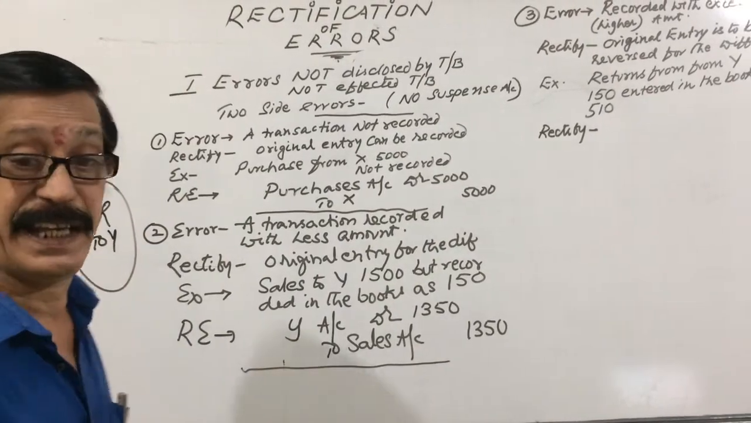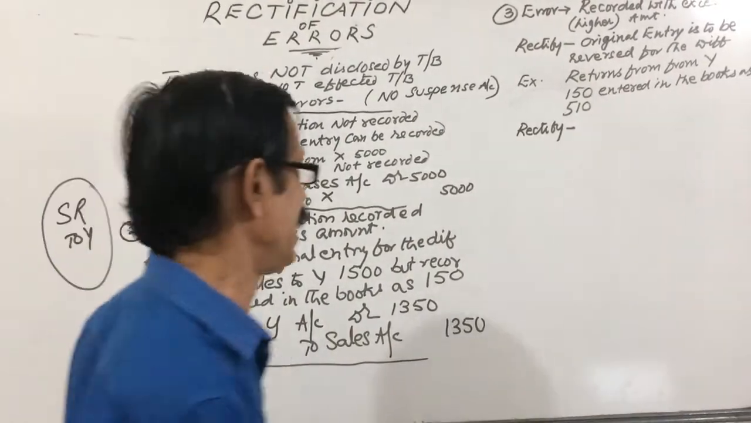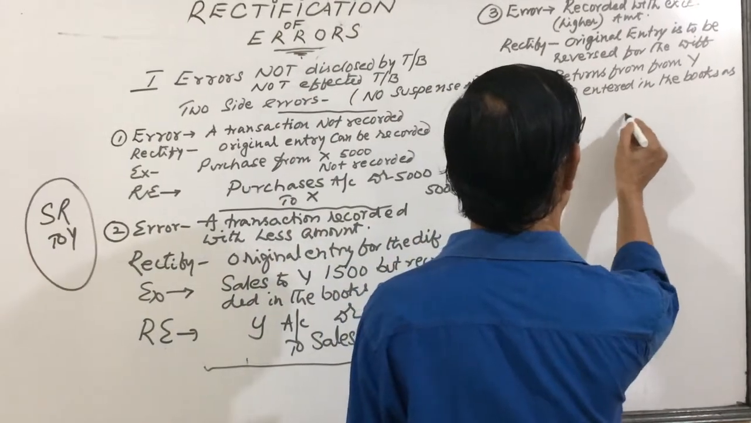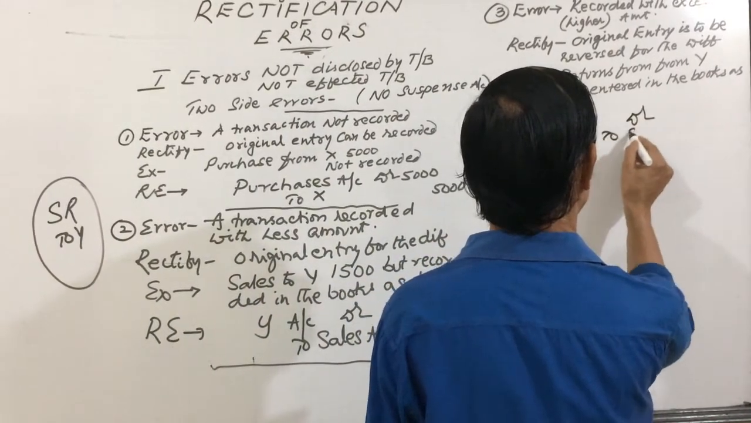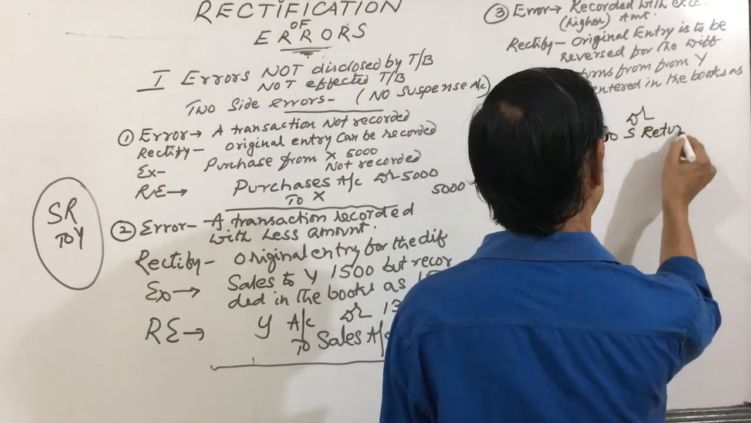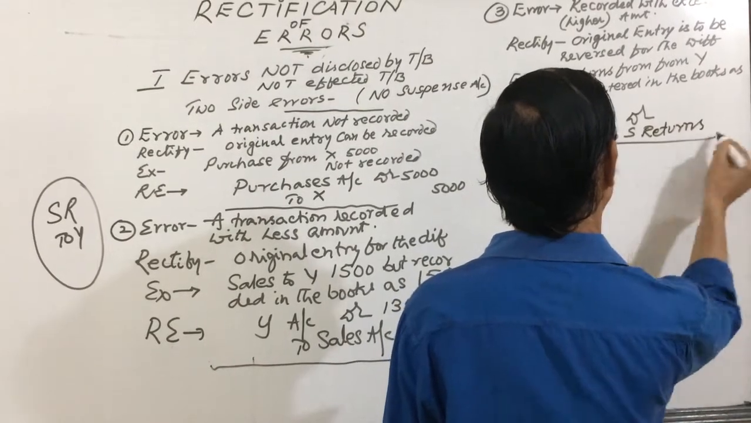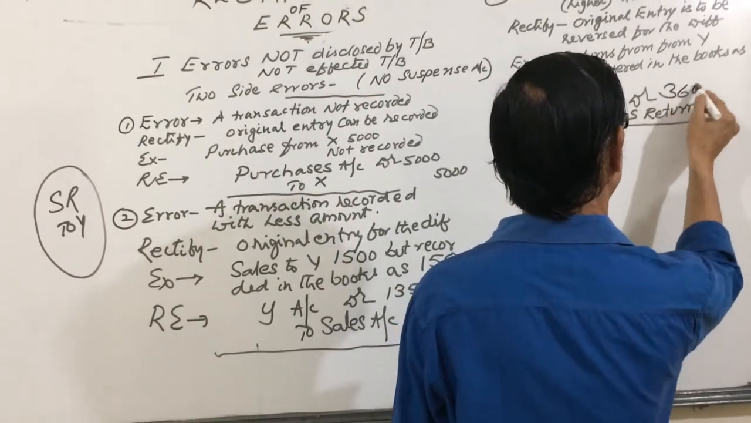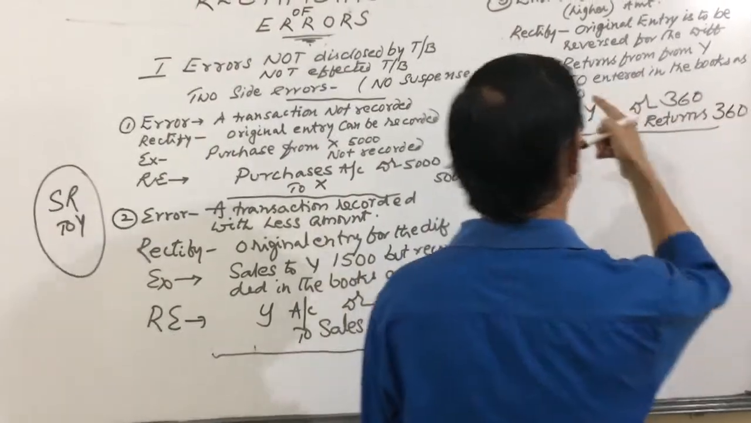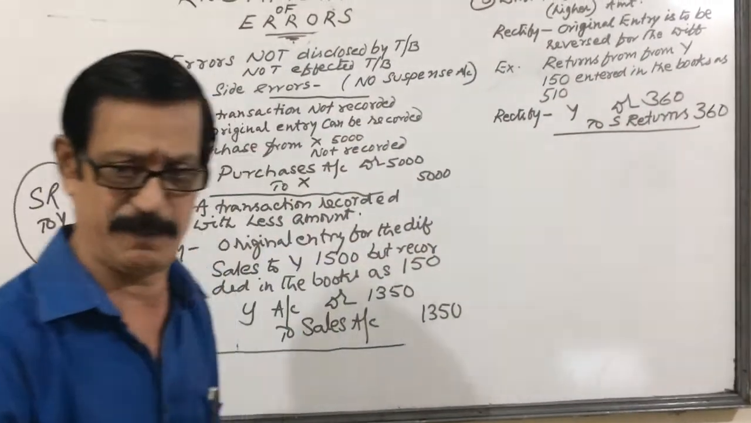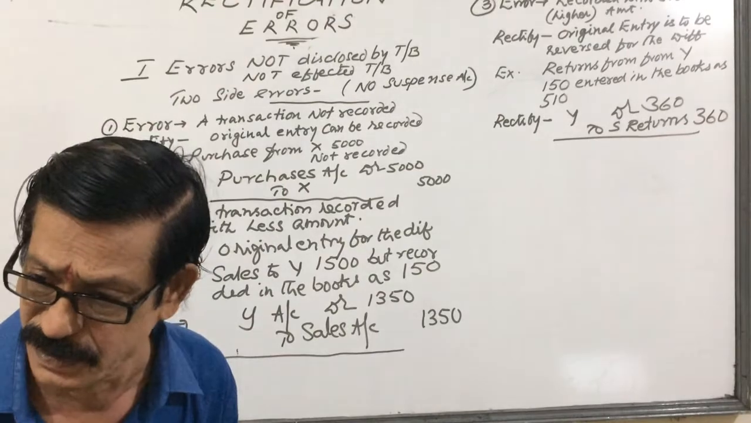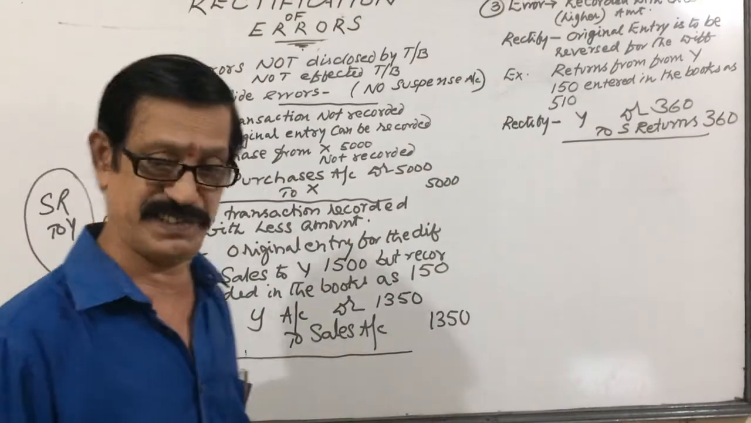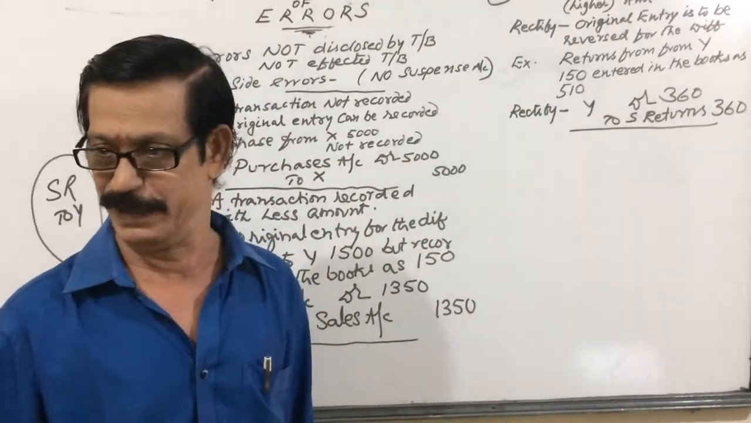This must be reversed now for the difference amount: Y account debit to sales returns. How much do we have to take? The difference amount is 360, 150 minus 510 or 510 minus 150. The difference is equal to 360. Understanding or not? Please.